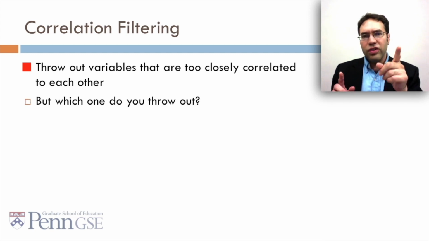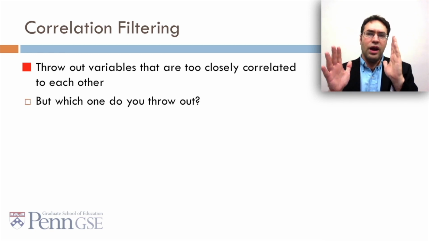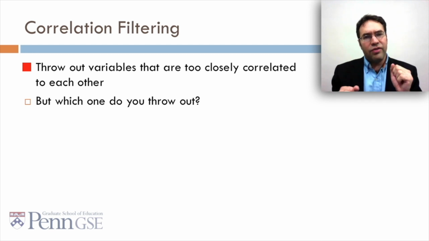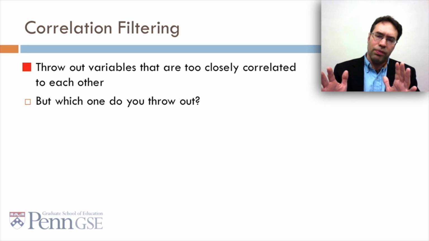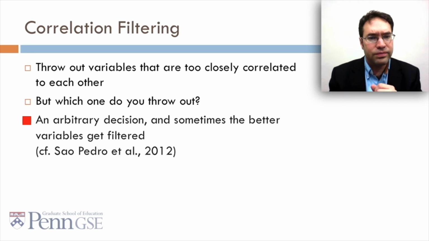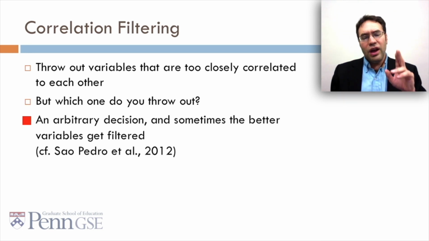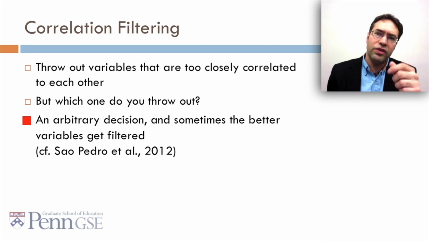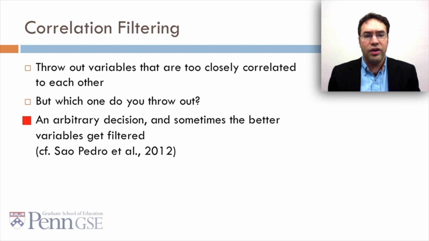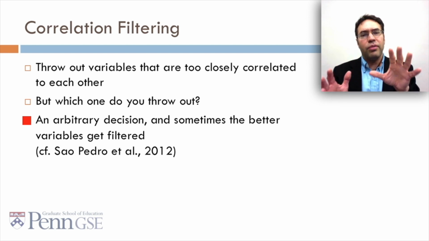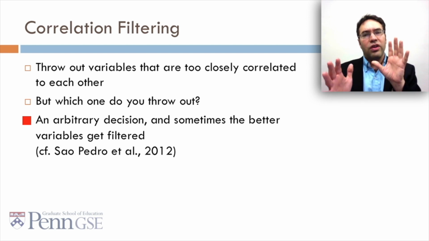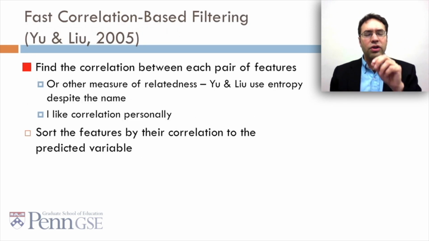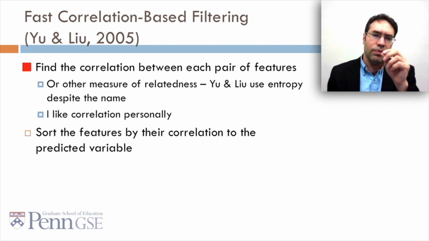But the trick is, let's say you have two variables, A and B, and they're correlated at 0.99, or better yet, at 0.85, so you know you want to get rid of one of them. But which one do you throw out? It's an arbitrary decision, and sometimes when you do this, the variables that actually have more construct validity or better fit to the data are the ones that get filtered out. And Mike Salpedro has a nice example of the cost of doing this, which is sometimes worse performance on new data. An alternative is fast correlation-based filtering by Yu and Liu.